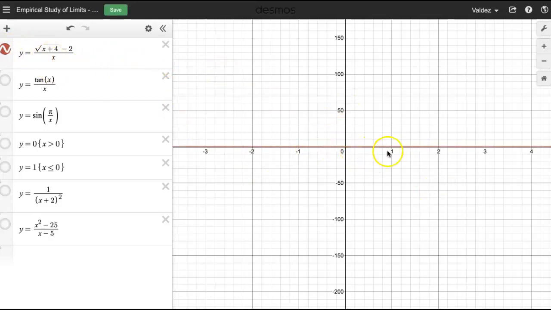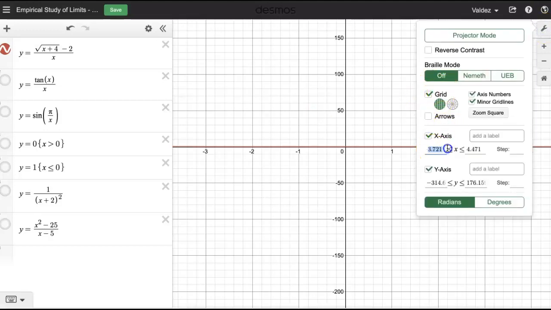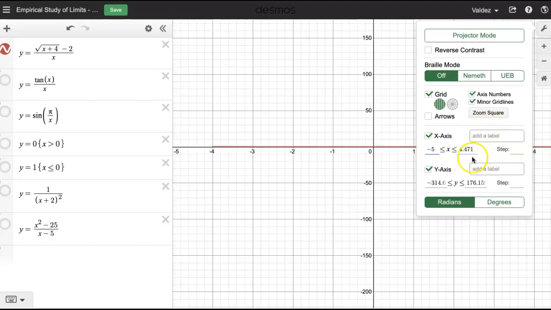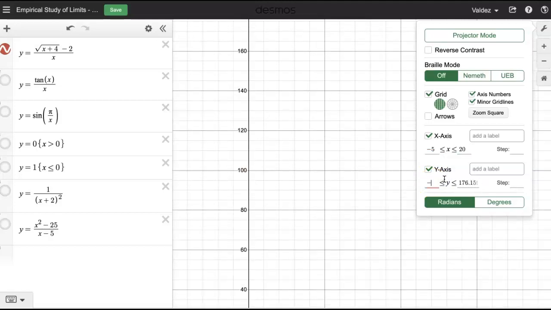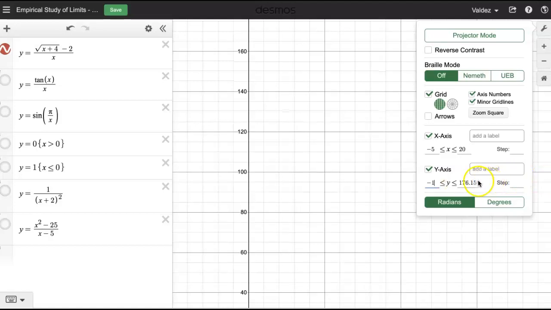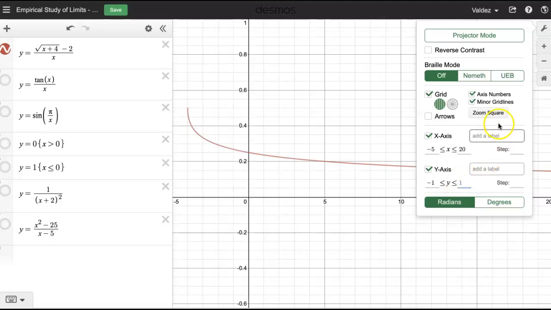Of course, we have this graph here, but it's not in the viewing window that we need to see it in. So I'm going to put it in the suggested viewing window that's going to help us see what this graph looks like in general, and then we're going to see what the actual limit of it is. Let's set the x min to 5, our x max to 20, and then our y min to -1 and y max to 1. This should get us in the viewing window that we need to be in.